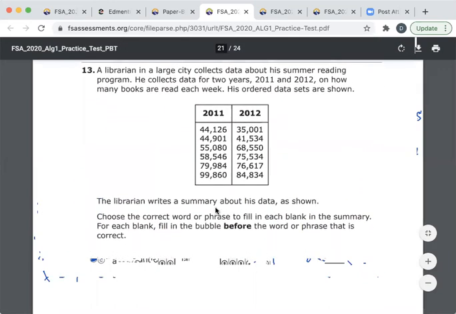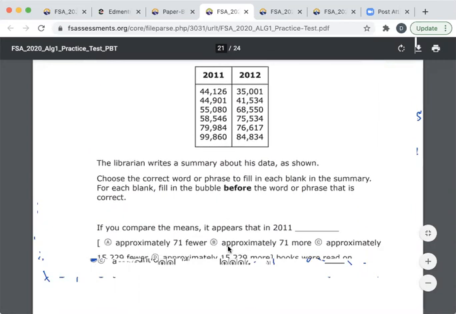Okay, number 13. A librarian in a large city collects data about a summer reading program. He collects data for 2 years, 2011 and 2012, on how many books are read each week. The ordered data sets are shown. The librarian writes a summary about his data as shown. Choose the correct word or phrase to fill in each blank in the summary. For each blank, fill in the bubble before the word or phrase that is correct.